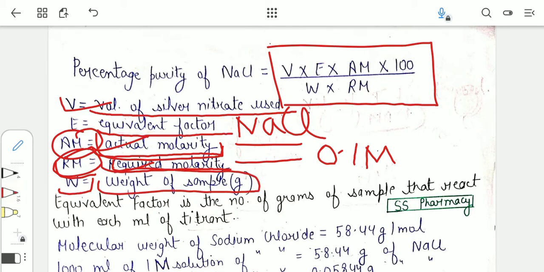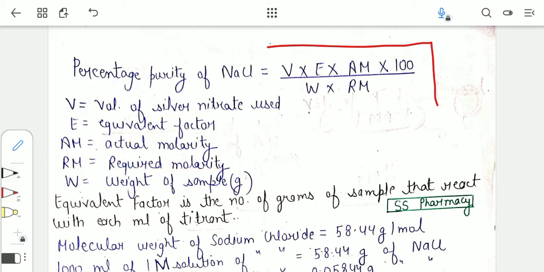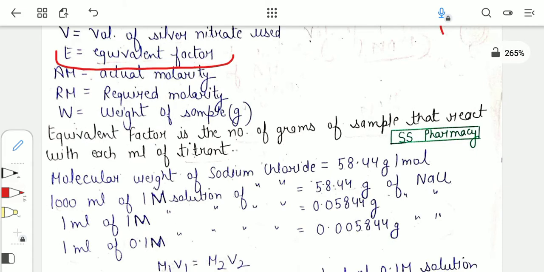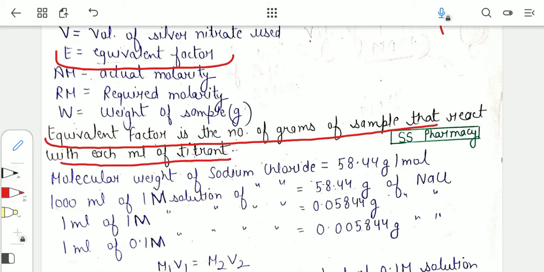So the only value which we need to understand here is the E, which is the equivalent factor of our sample. If you have watched my other videos for the estimation of other compounds, you might already know how we do it, but now let us again understand. Equivalent factor is the number of grams of sample that react with each ml of titrant. Here our sample is sodium chloride and our titrant is silver nitrate. So the number of grams of sodium chloride that will react with 1 ml of silver nitrate is the equivalent factor of sodium chloride. I hope that is clear to you.